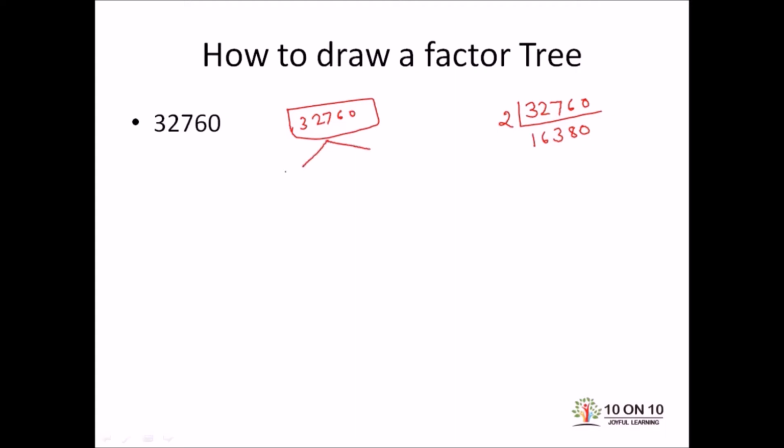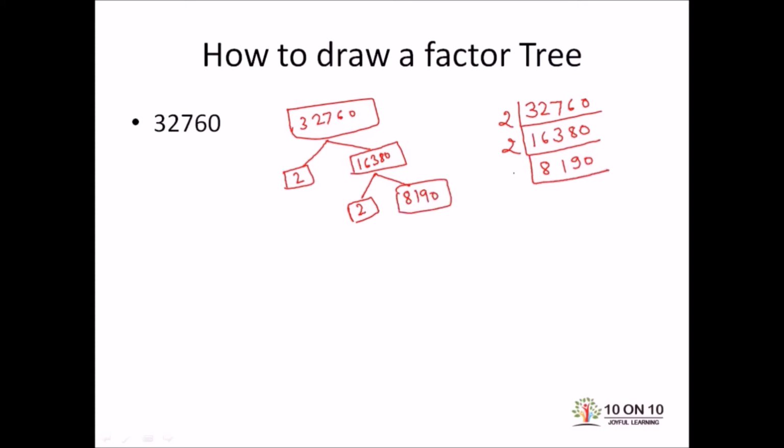This is the multiplication of two numbers, 2 and 16380. So you will write like this. Then again this is divisible by 2. So again this number is the multiplication of 2 and 8190. So I'll make it like this. Again this is divisible by 2. So you will draw it like this.